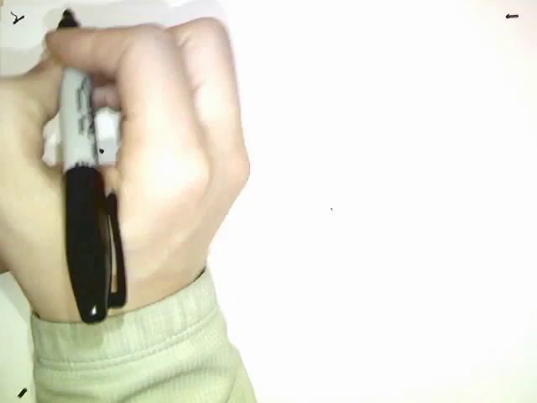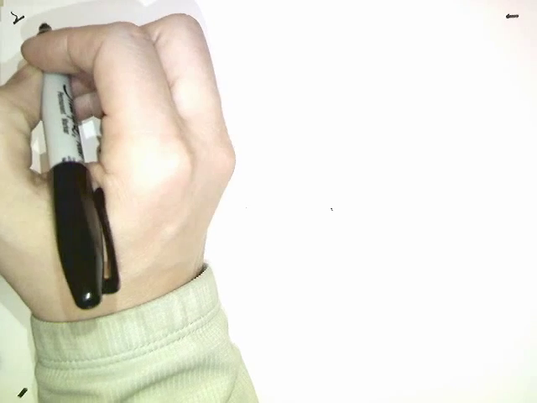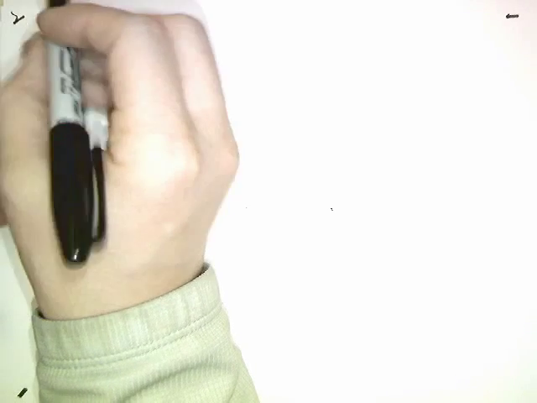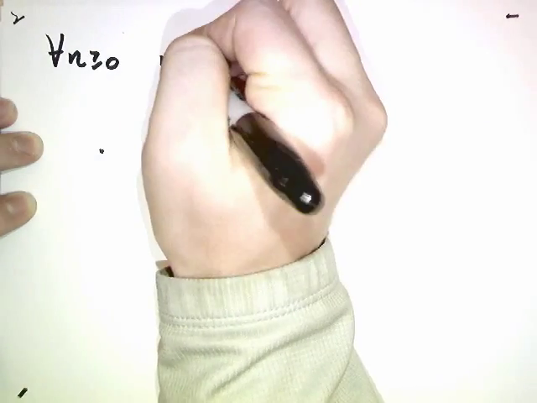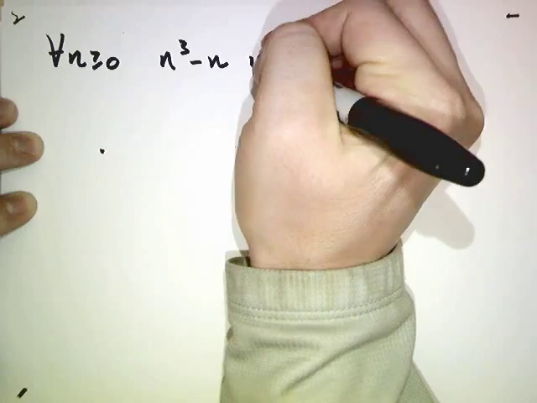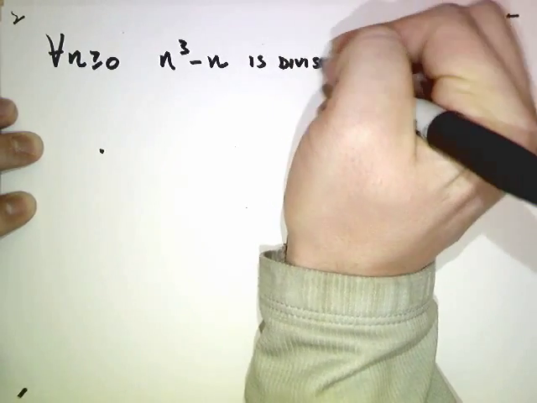I wanted to do a more interesting example of a proof by induction. It's a trickier example, and oftentimes you'll see me do these examples and you'll say, how did you come up with that proof? And I'll just say that practice makes perfect. So let's prove that for all n greater than or equal to 0, n cubed minus n is divisible by 3.